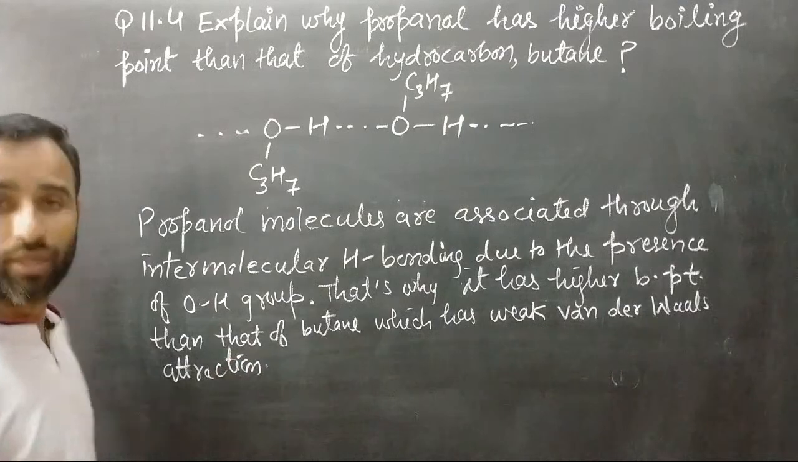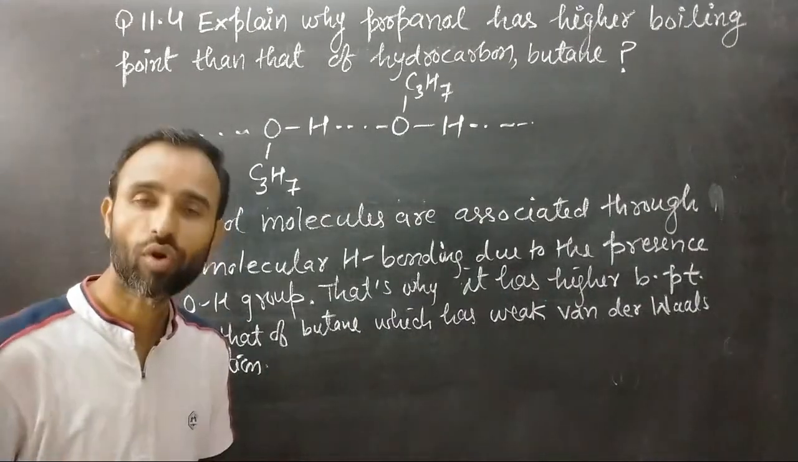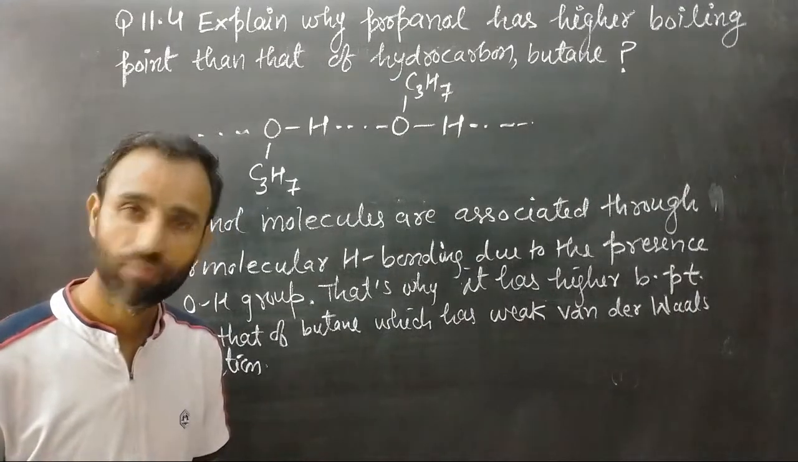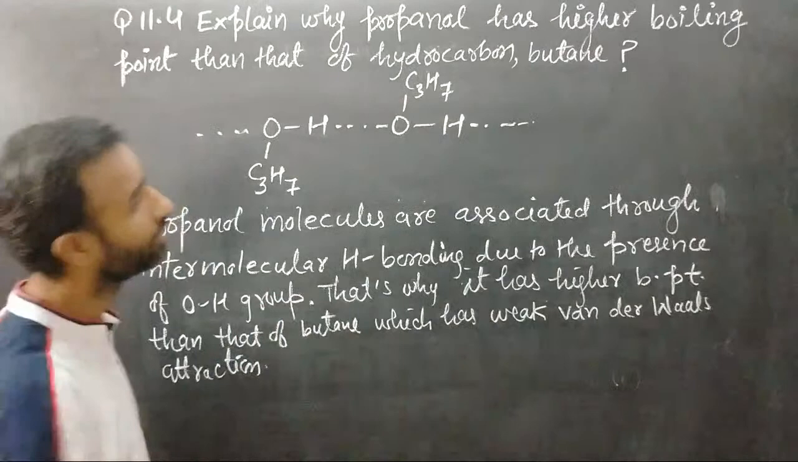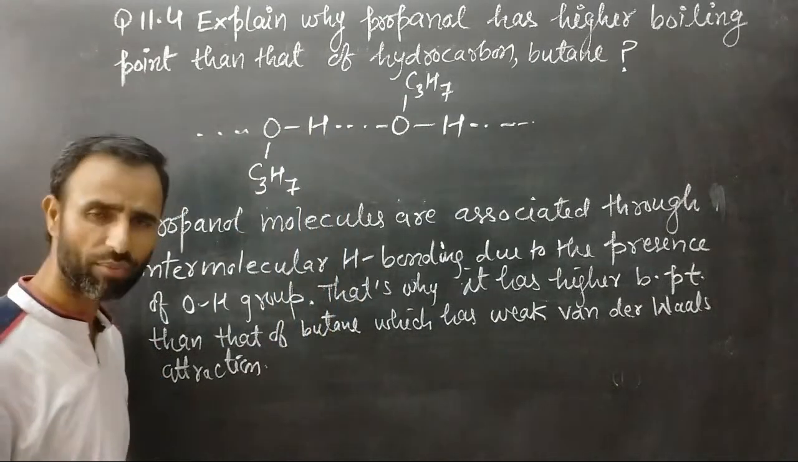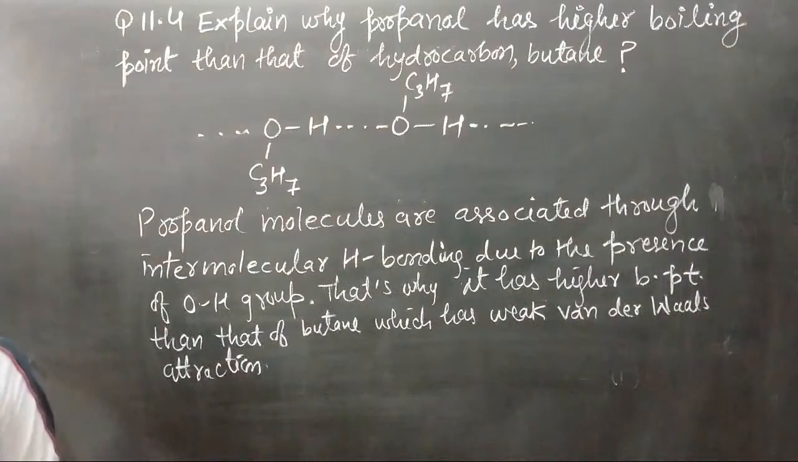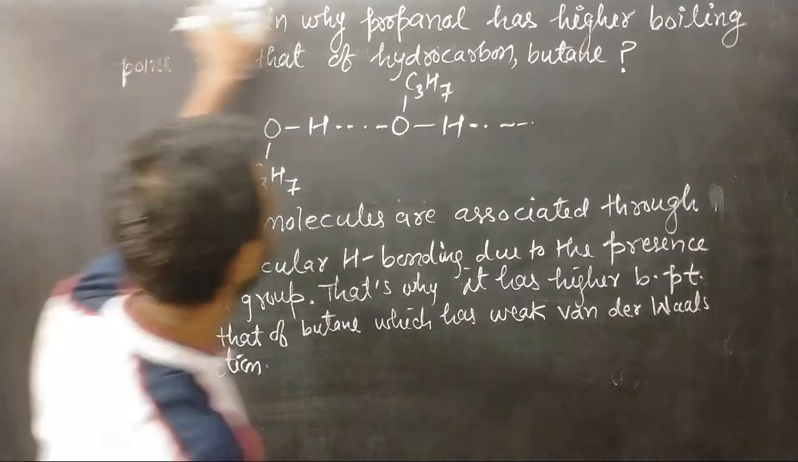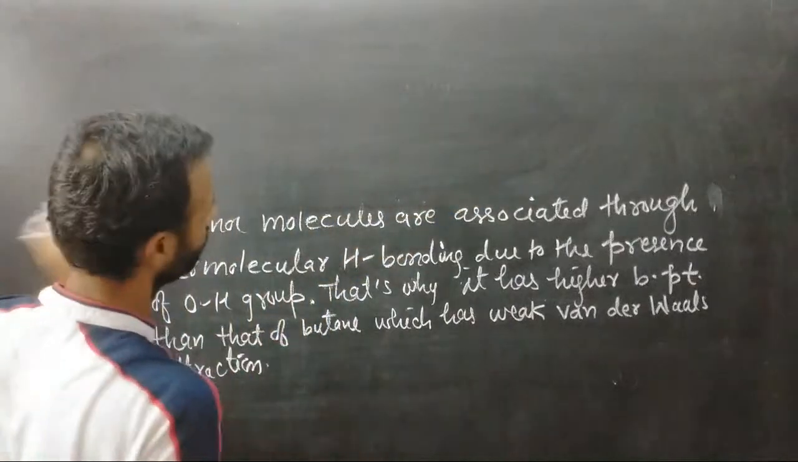Okay. And you know intermolecular hydrogen bonding is very strong, strongest among molecules, and that's why their boiling point is higher than that of hydrocarbons. Very simple question. Very good. Harshil, good. Hydrogen bonding, and in butane, there is van der Waals attraction. Okay, so this is 11.4.